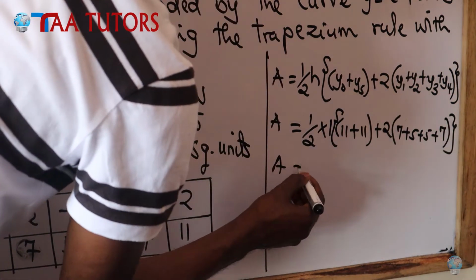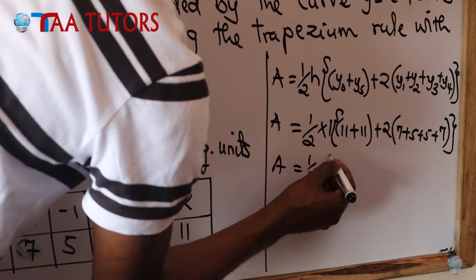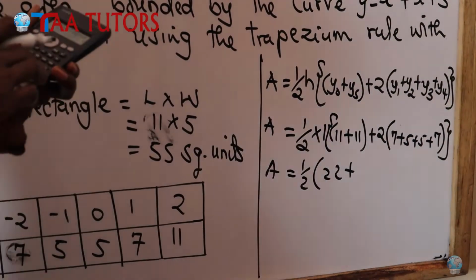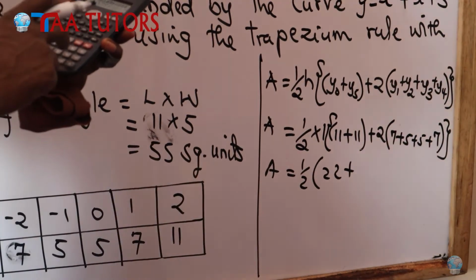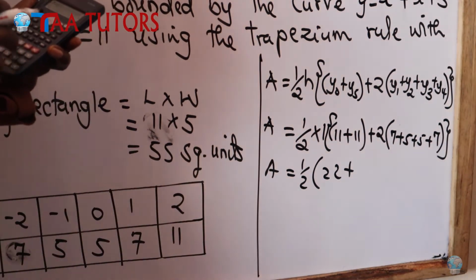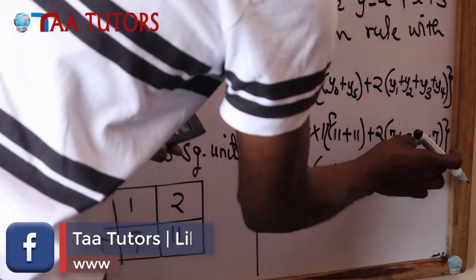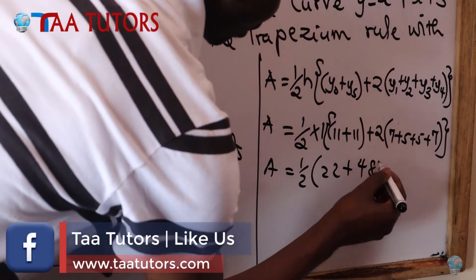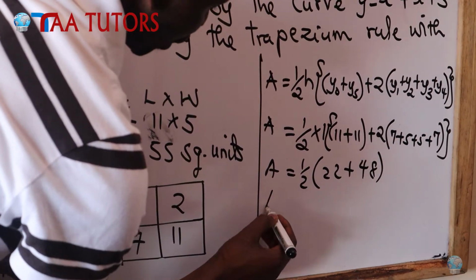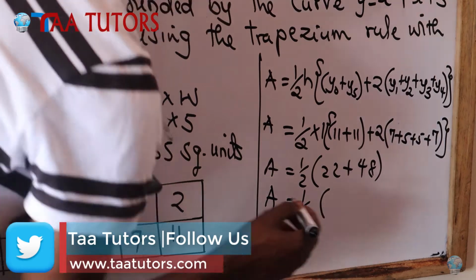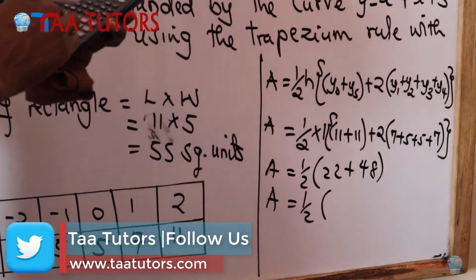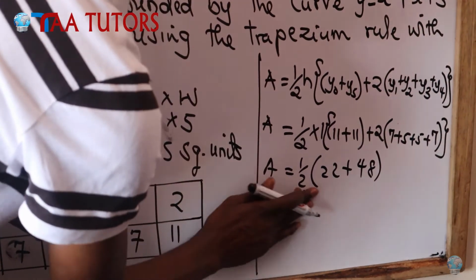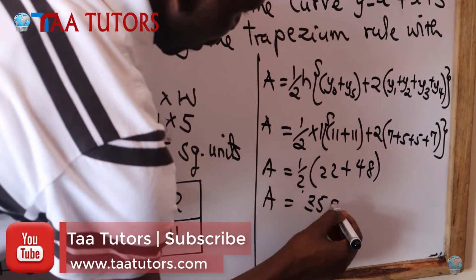If you simplify this, 1 times a half is just a half, into 22 plus 7 plus 5 plus 5 plus 7, which is 24, times 2 gives 48. So A equals a half into 48 plus 22, which is 70 divided by 2, that is 35. So if I do everything, I'll get 35 square units.